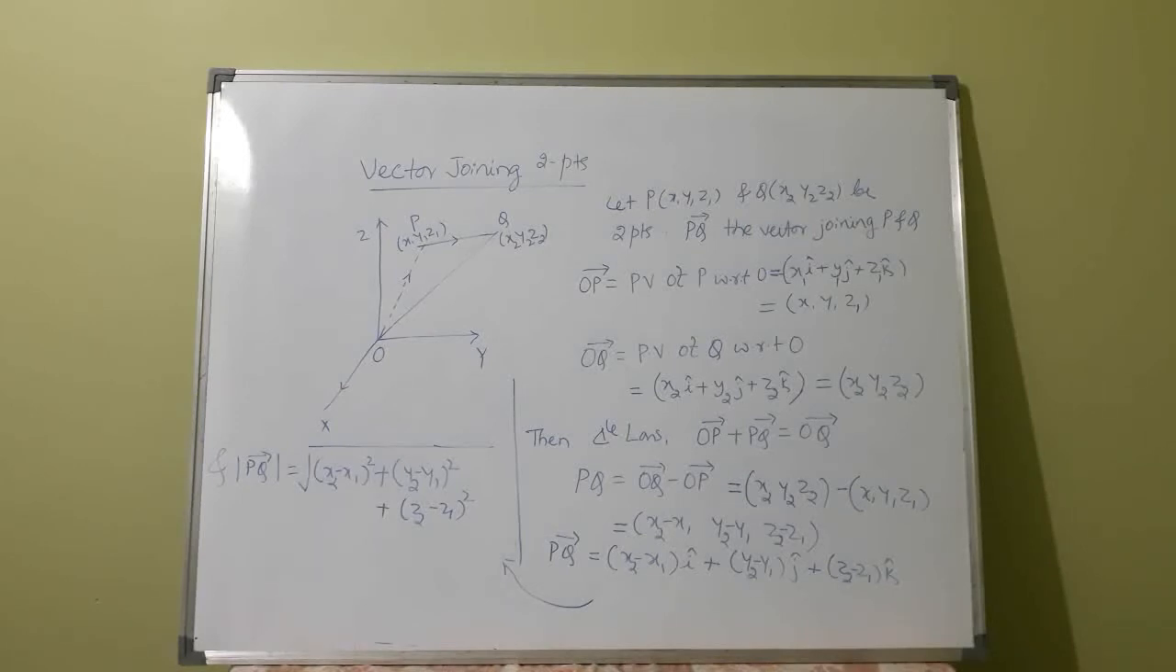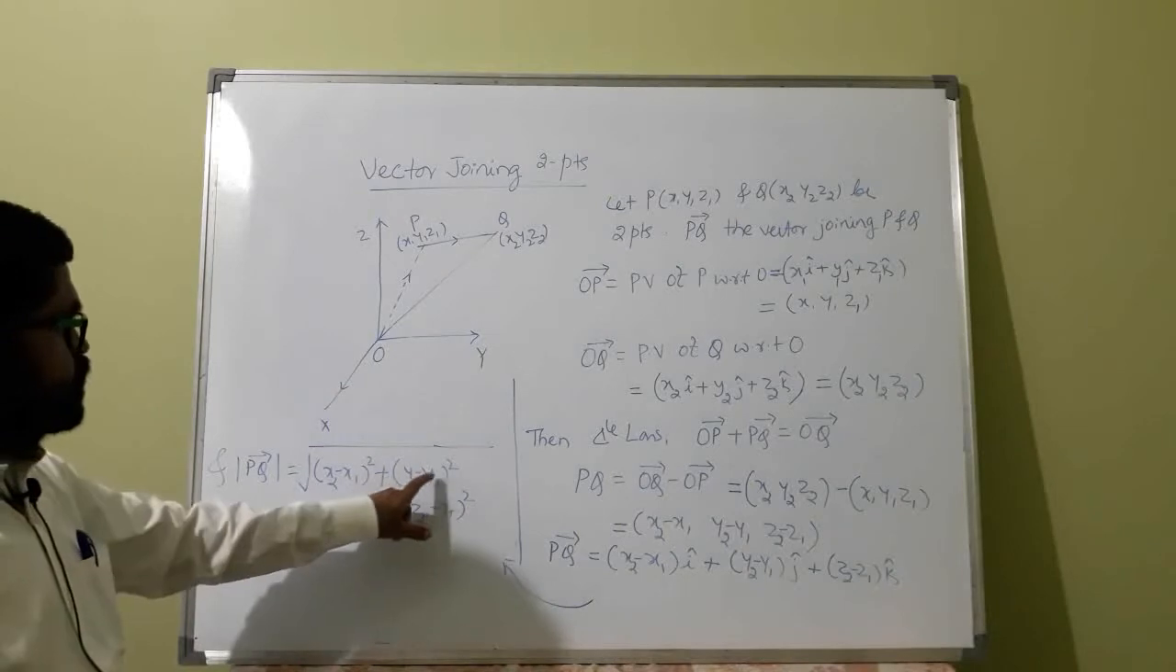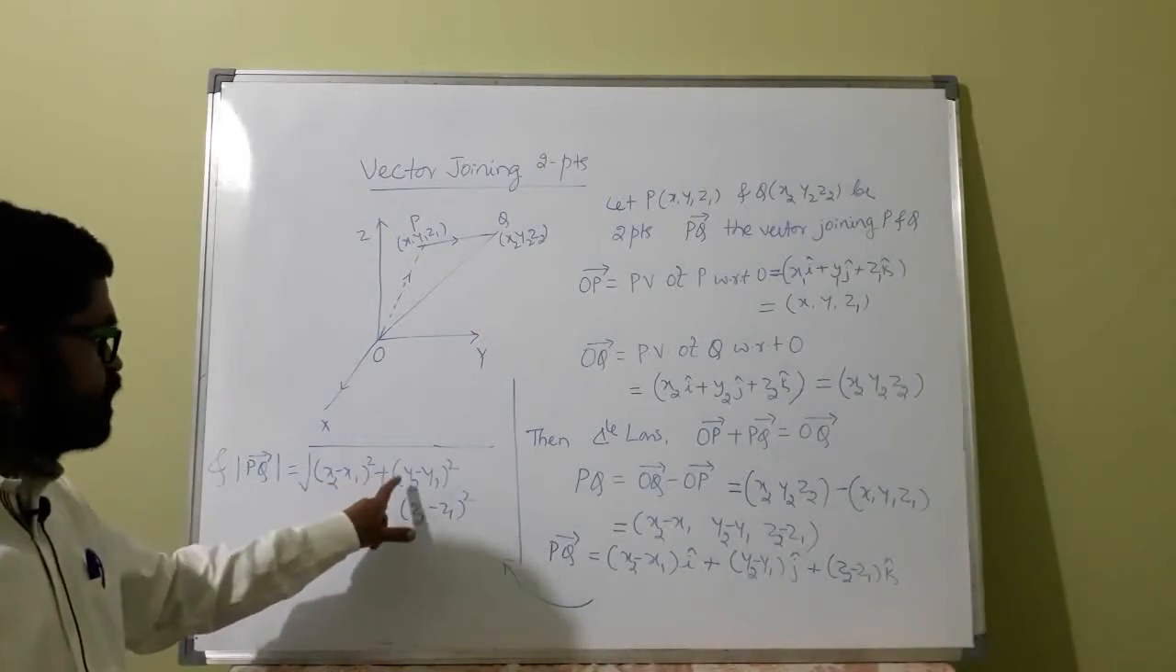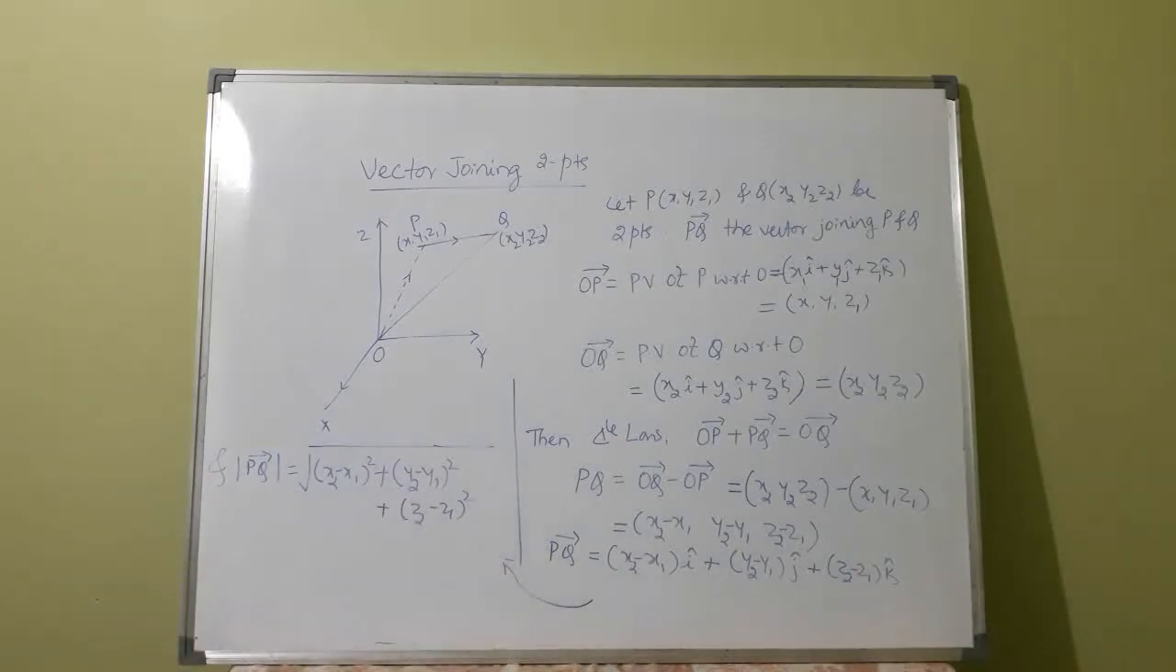This is very simple and easy. I hope you understand this. The length or magnitude of PQ is given by the square root of the sum of the squares of each component: (x2 minus x1) square, (y2 minus y1) square, (z2 minus z1) square.